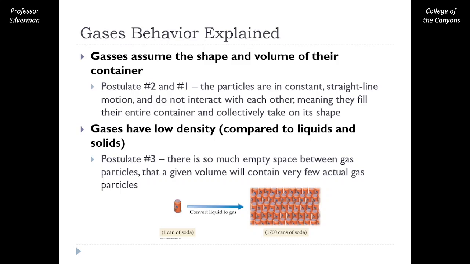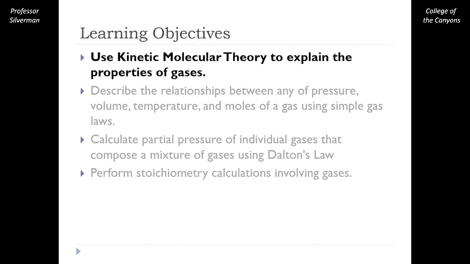We also know that gases have very low densities. Again, this is because of that third postulate. There's lots of empty space. If you take one liquid can of soda and convert it into a gas at room temperature and pressure, you'd have to have 1,700 times the volume. There we go. We've introduced our kinetic molecular theory, and we can use this to explain some of our properties of our gases.